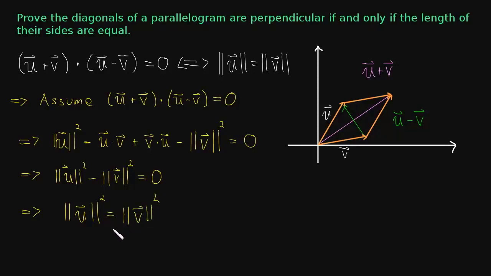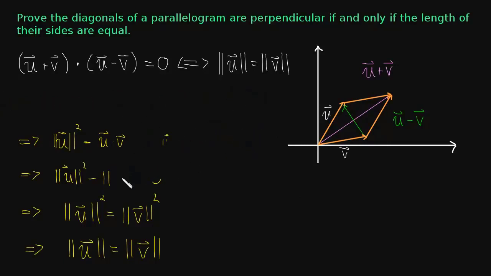Well, lengths of vectors are always positive, and so we could take the square root and not really worry about messing up this equality, because we're not going to need the negative part of the square root, since we know both of these lengths are positive. So we take the square root of both sides and we get exactly what we wanted, that the length of u is equal to the length of v. So we proved that if the diagonals are perpendicular, then their lengths must be equal. Let's go ahead and prove that if the lengths are equal, then the vectors must be perpendicular.